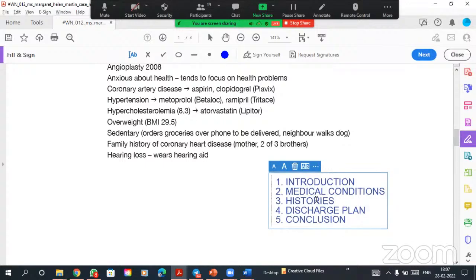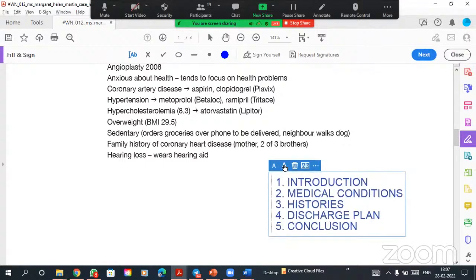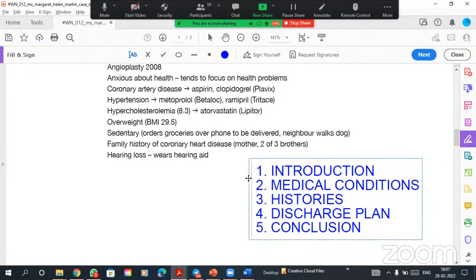So this is it. So introduction, medical conditions, histories, discharge plan, and conclusion. This is how you can separate. So based on these things, we get clear. Now see, number 4 is the discharge plan. Numbers 1, 3, and 5 you can understand.